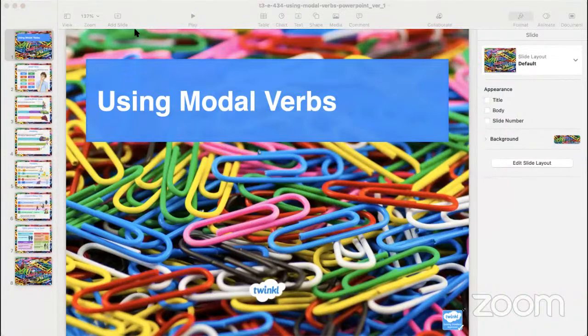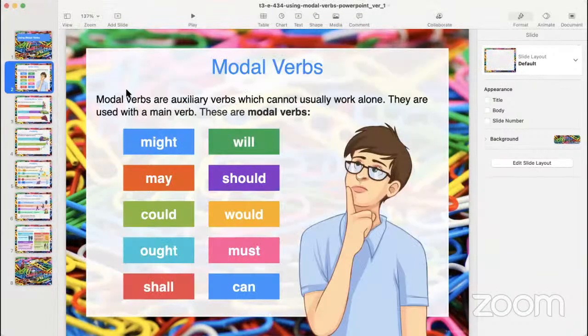Right, so the next word is helping verb. A helping verb basically gives you more detail about the actual main verb. So there will be a main verb, but these words are helping verbs, verbs which cannot usually work alone. Some helping verbs are might, may, could. May could be used for: may I borrow your book, please?